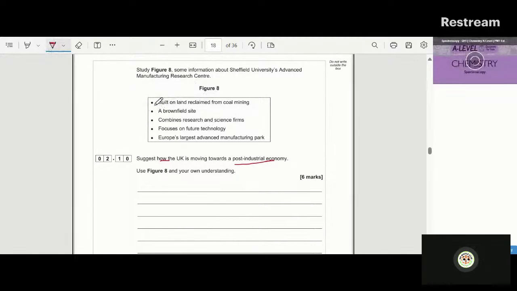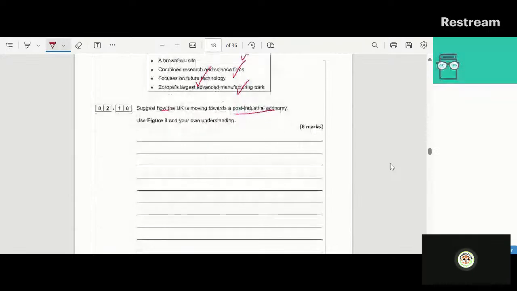So the advanced building was built on land that was reclaimed from coal mining, so brownfield site. That's good, amazing. Combines research and science firms, yep, sustainability and focusing on future technology, and Europe's largest advanced manufacturing park. So looking at some points that we can start to make here.